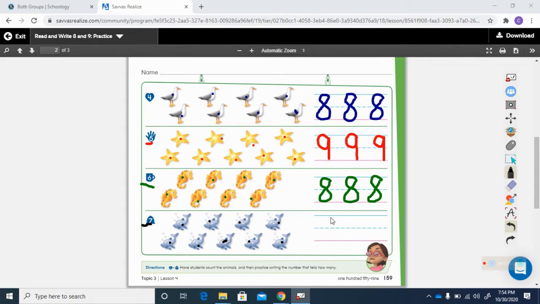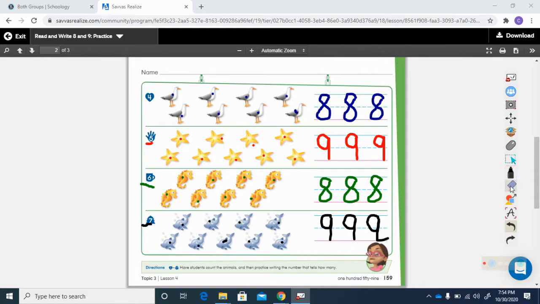Okay, remember how to make a 9? Magic C. Back up. Big line down. That is how we make a 9. Ready? Magic C. Back up. Down with a big line. That is how we make a 9. One more time. Magic C. Back up. Down with a line. That is how we make a 9.